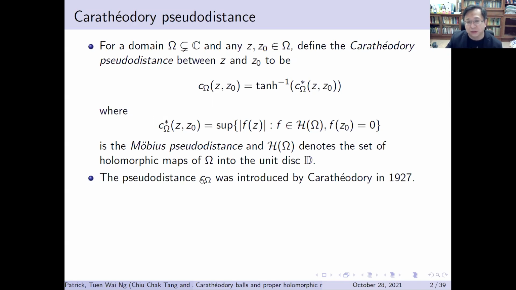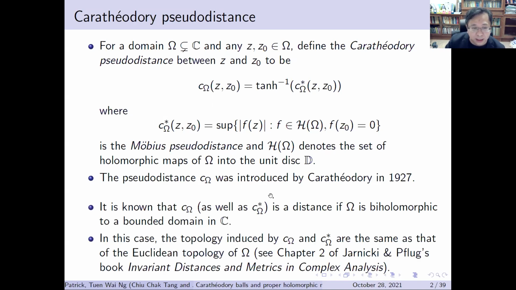This pseudodistance was introduced by Carathéodory in 1927, a long time ago. It is known that if Omega is biholomorphic to a bounded domain in C, then this pseudodistance becomes a distance. In this case, if you look at the topology induced by these two metrics, they actually generate the same Euclidean topology of the domain Omega.